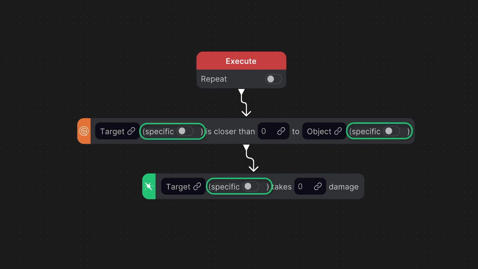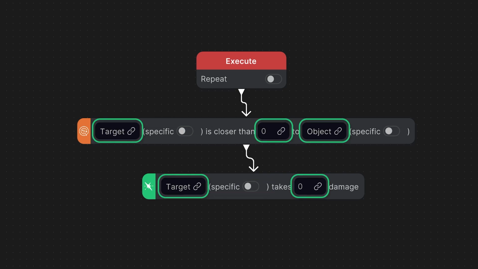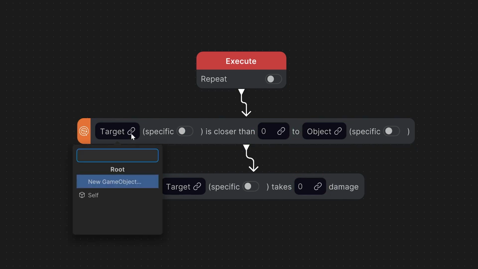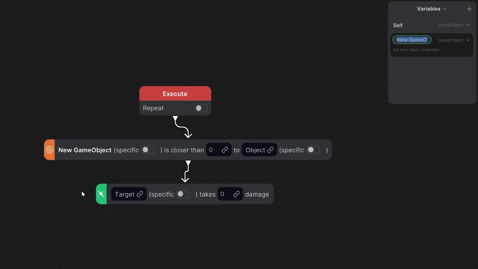We'll talk about the specific toggles a bit later. These are called variables and we need to specify what they are. The target in this case is going to be our main character. So click on this link button and select new game object. You can see this pops up in the variables list here and we can rename it to main character.